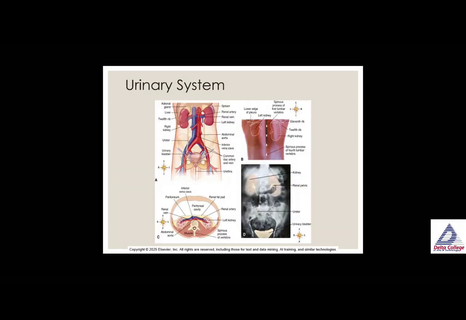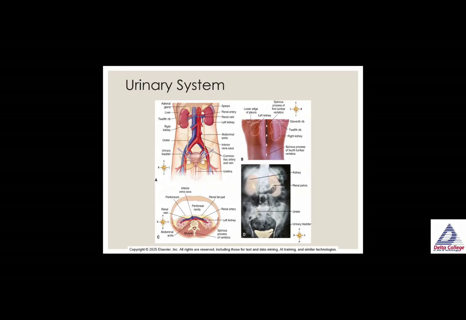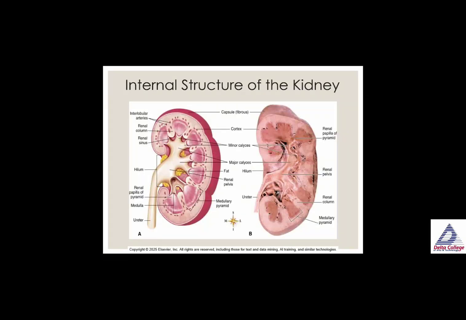So here's the urinary system from the outside. You can actually see in D where the image, this is what we call a KUB. It's an X-ray that shows the kidneys, the ureters, and the bladder. The internal structure: again, I've already described the medulla, the ureters, the medullary pyramid, renal pelvis, and the cortex, so you can get an idea of what the inside looks like here.